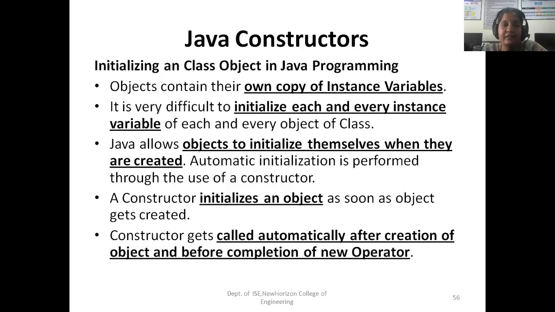Our burden will be reduced. No confusion about how many objects I have created and whether I have initialized them or not. Once you create the object, you can leave it. The constructor will take care of initializing that object. A constructor initializes an object as soon as the object gets created. The constructor is called automatically after creation of the object and before the completion of the new operator.